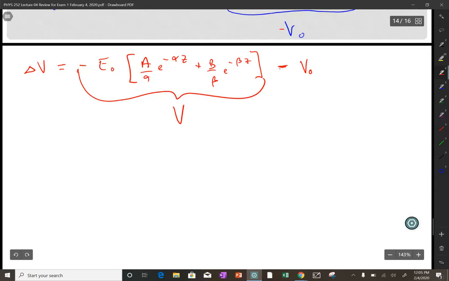So now that we have that, we want to reverse and see if we get back to the right electric field. So if we have V is equal to minus E0, well, I don't know why I'm writing it down, but I could have just copied and pasted.